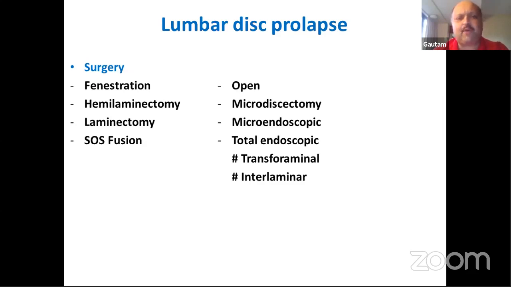Fusion along with disc prolapse is a very rare surgery. It is done for proven iatrogenic instability, proven instability before the surgery, or if during the surgery you have had to remove an entire facet joint for some reason, as you would do in an upper lumbar disc or sometimes a large central disc, then you would think of a fusion.